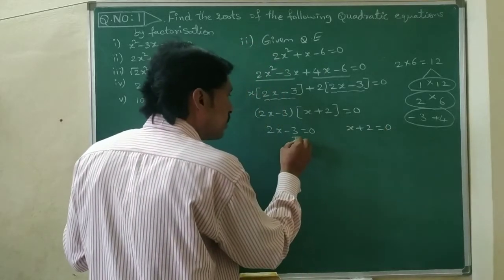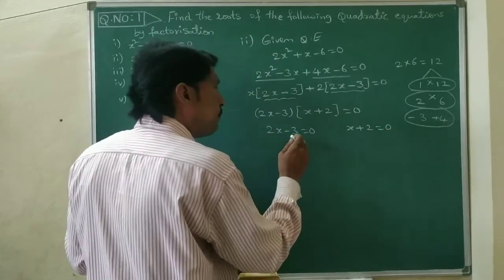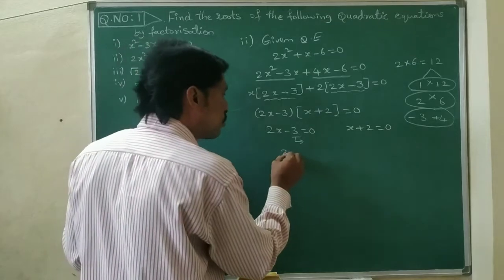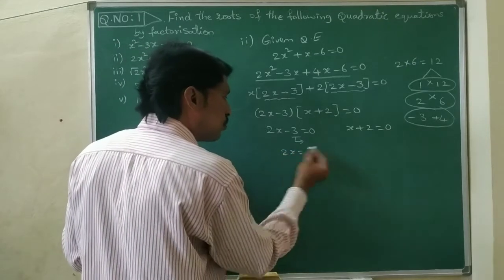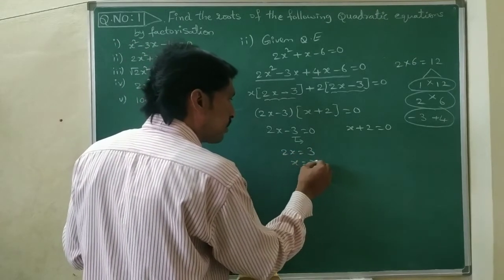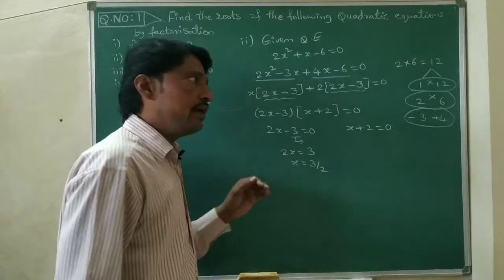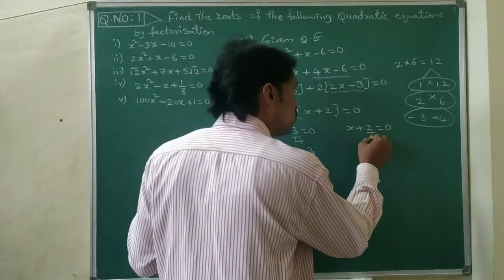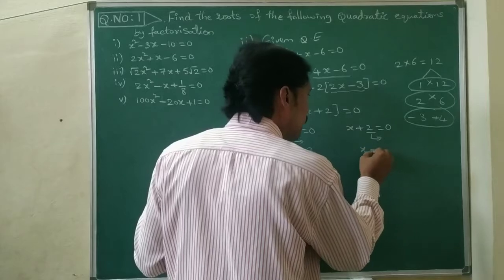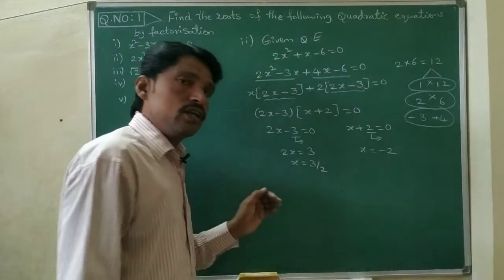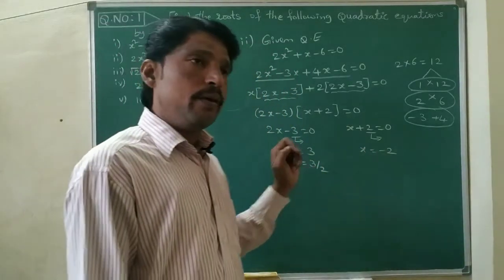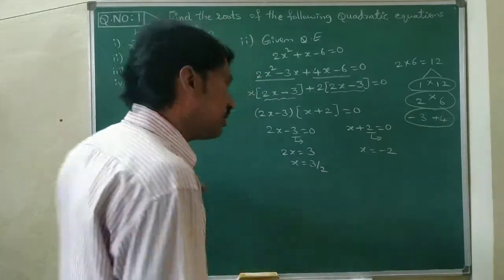This minus 3 you can transpose here. Minus becomes plus, so 2x equal to 3. This 2 also we can transpose, so x equals 3 by 2. Here this plus 2 you can transpose to the right, so x equals minus 2. Here we got 3 by 2 and minus 2.